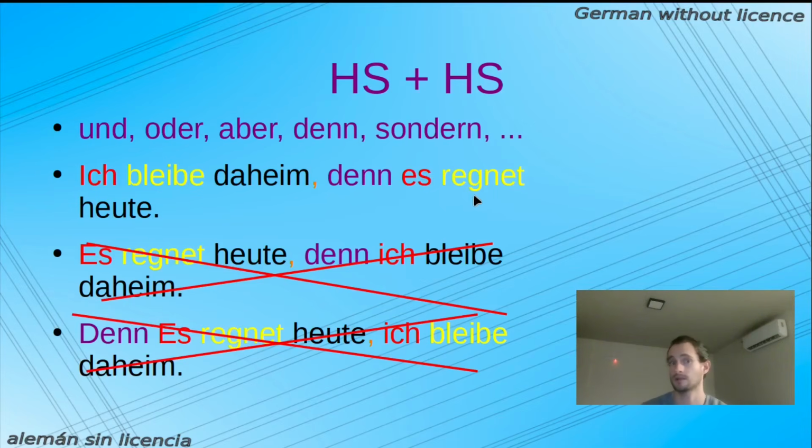The sentence order is the same: conjugated verb, second position. But with aber and denn, you can't interchange the order of the two clauses. So I could not say something like "Es regnet heute, denn ich bleibe daheim." That would make no sense. It would mean it's raining today because I'm staying at home, so that I'm staying at home would be the reason for the rain.